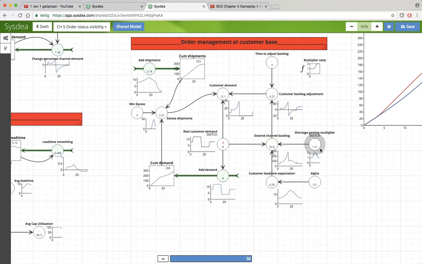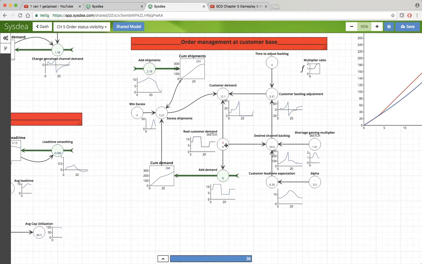And on top of that, there is an effect of shortage gaming, the phenomenon that when you expect that you and your competitors are asking more of your supplier than the supplier has capacity to deal with, you really ask more than you really need, simply to make sure that if the supplier allocates shipments proportionally to customer demand, you get what you need. So that's the shortage gaming multiplier, which is also included in this.